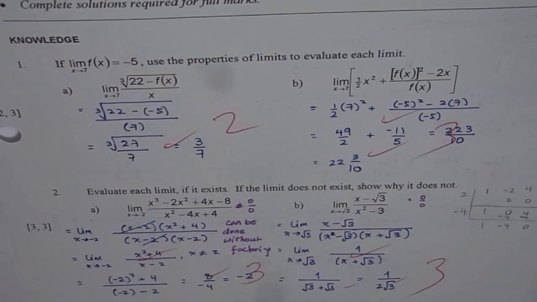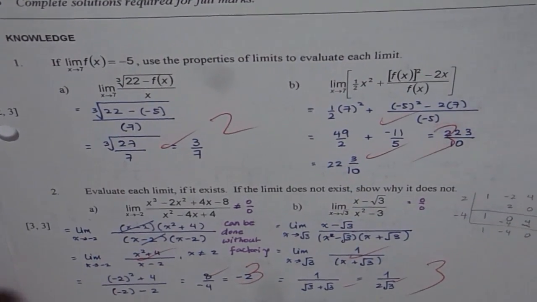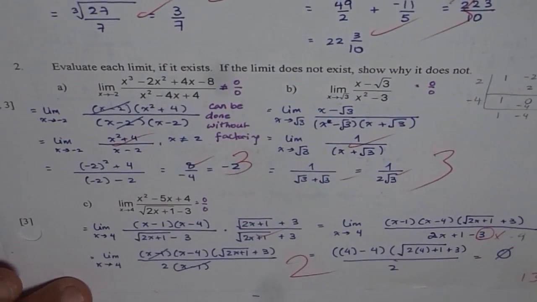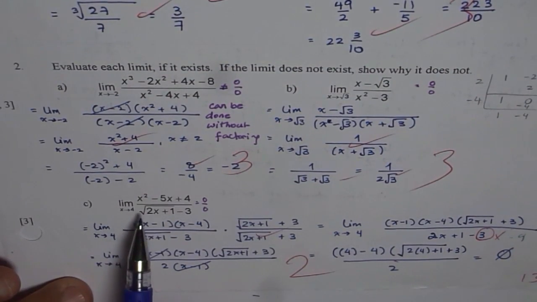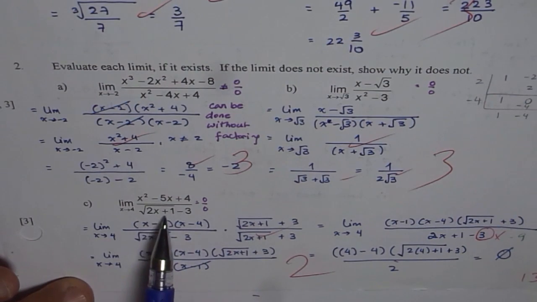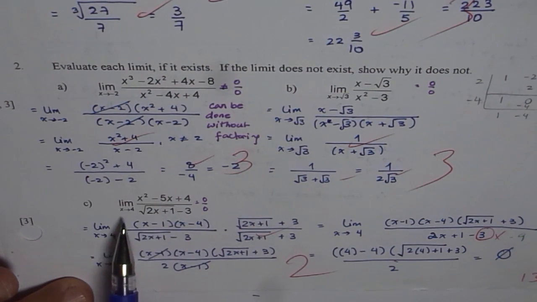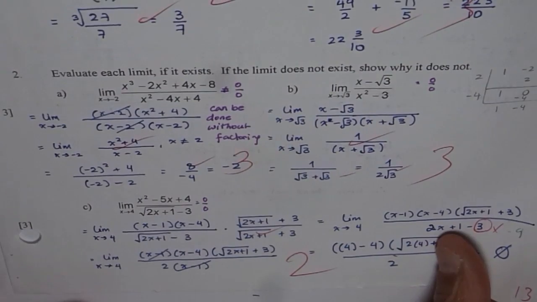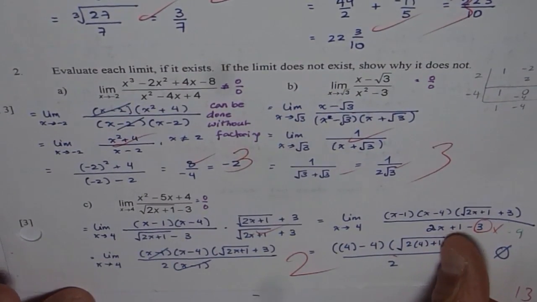I'm Anil Kumar. We have taken a few test questions. Now we'll do question number 2C, which is we need to find the limit of x square minus 5x plus 4 divided by square root of 2x plus 1 minus 3 when x approaches 4. So I'll just copy this question and redo.